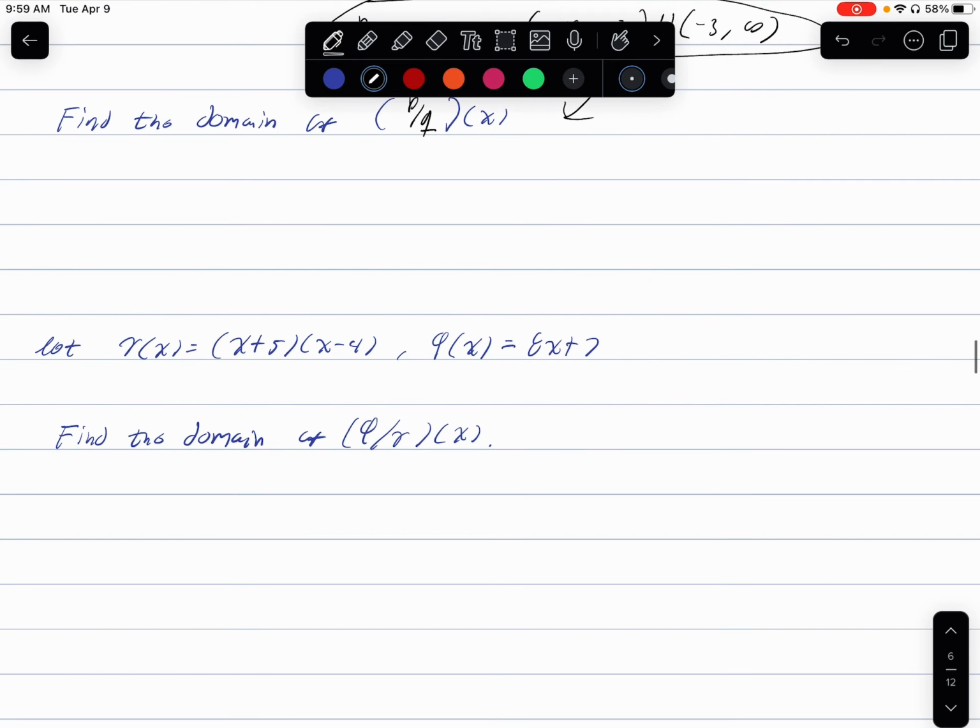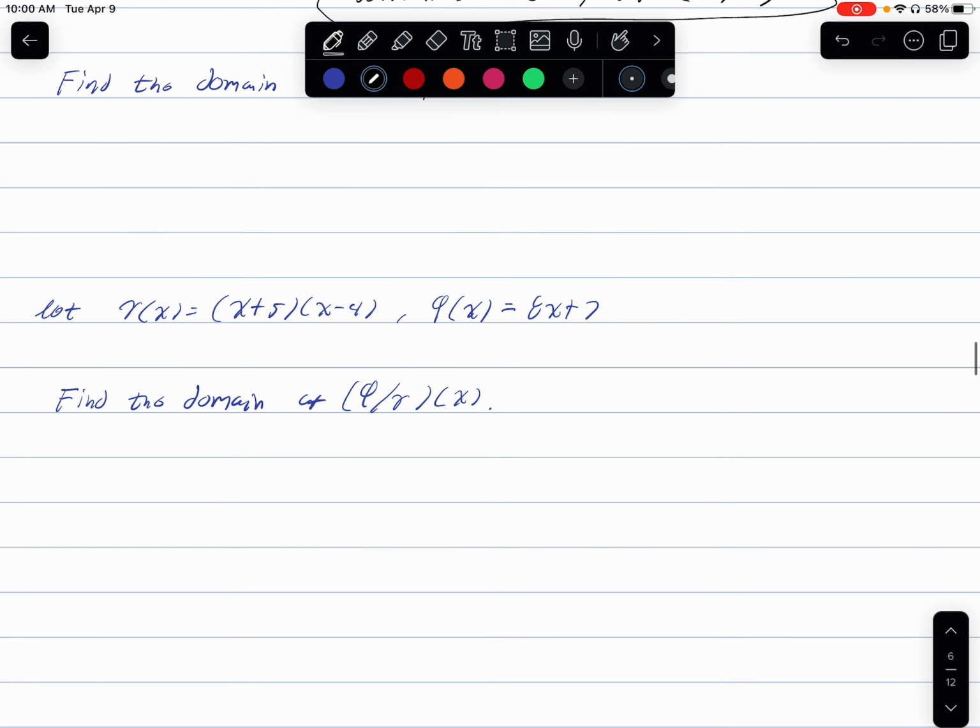How about if we have gamma of x is equal to x plus 5 times x minus 4, and phi of x is equal to 8x plus 7. These are just Greek letters. Don't get freaked out by the notation here. I got tired of writing regular letters, so we're trying some Greek letters. Nothing changes, there are no major changes here. Now we want to find the domain of phi of x over gamma of x.